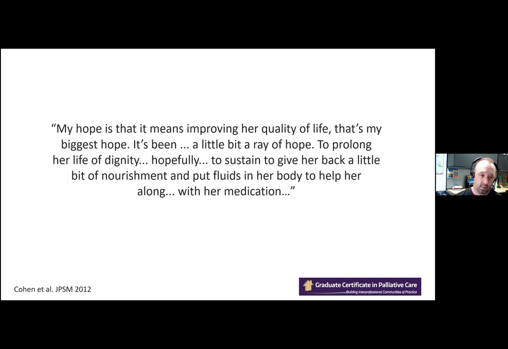So this quote says a lot. My hope is that it means improving her quality of life. That's my biggest hope. It's been a little bit a ray of hope to prolong her life of dignity, hopefully to sustain, to give her back a little bit of nourishment and put fluids in her body to help her along with her medication.